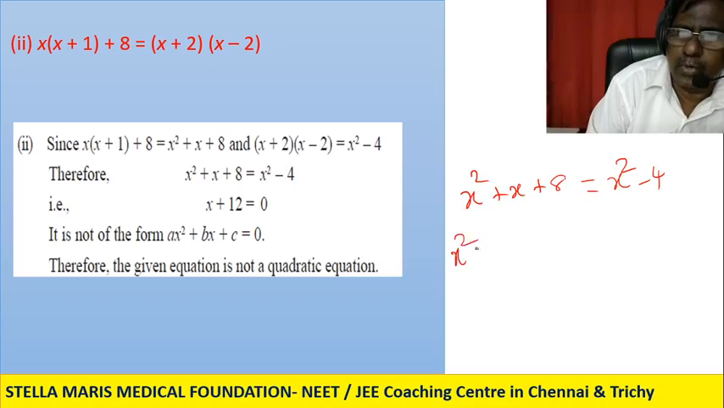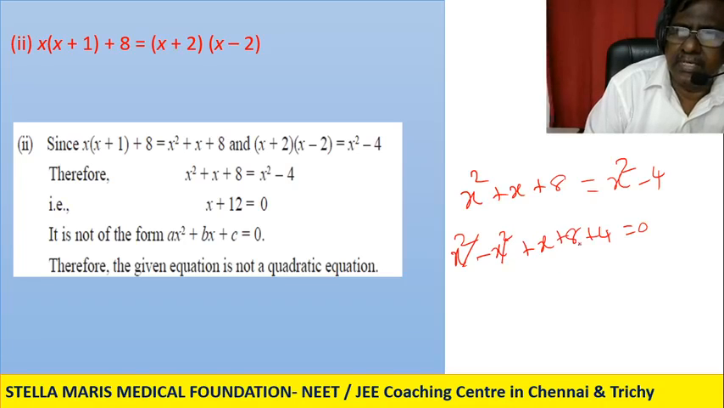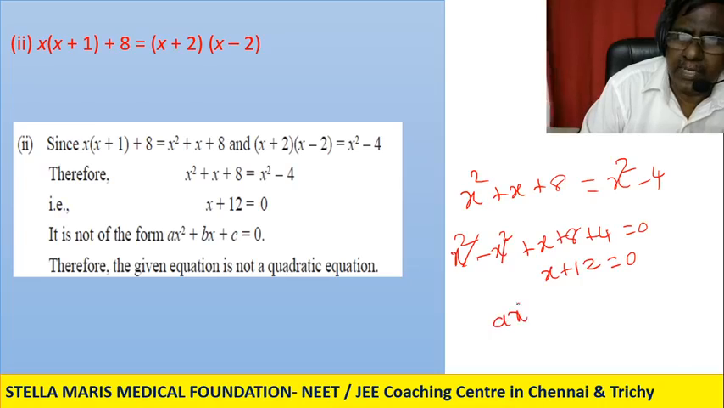It will be like this: x square. When you bring that x square to this side, it will become minus x square plus x plus 8. When you bring this minus 4 to this side, it will become plus 4. That is equal to 0. So x square minus x square cancel. That is x, 8 plus 4 is 12. So it will be x plus 12 is equal to 0. So what is the form of quadratic equation? It should be ax square plus bx plus c is equal to 0. See, only the coefficient of x is there, but no x square is there.